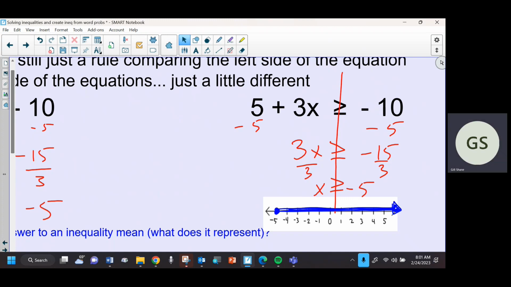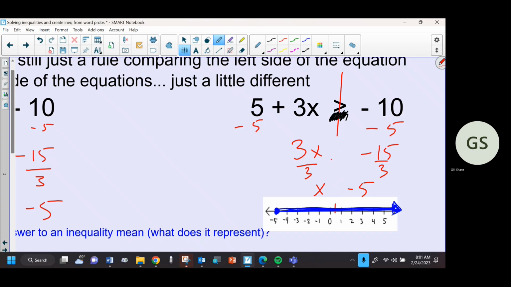That's it for the graph. Oh, I know what it was. Now, if the symbol would have been this, so let's say the "or equal to" part was gone, and it was only greater than x. So we solve it out, we get down to the bottom, and we say x has to be greater than negative 5.